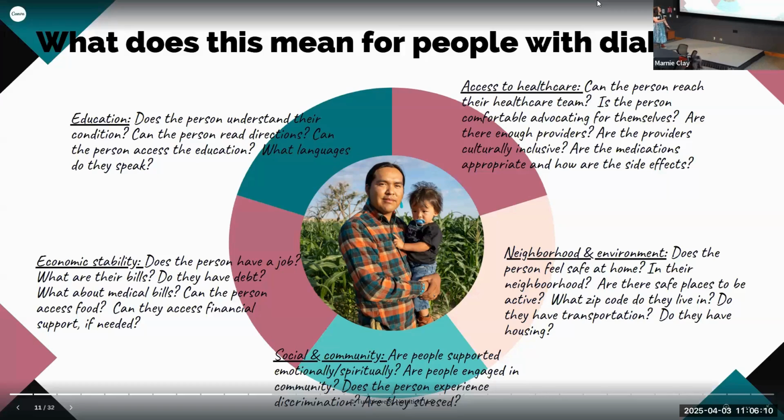And so, again, just thinking about those things, can the person read directions? Can the person access the education, and what languages do they speak? And so for me too, we're going to talk a little bit about it tomorrow, but many in our community say we're visual learners.